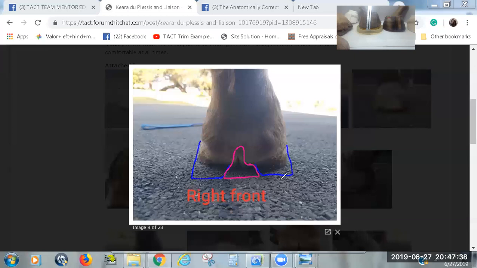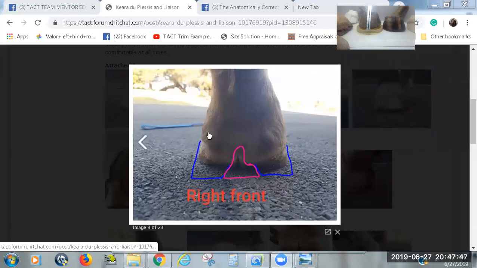I'm going to have to go out and feed. It's getting dark. So what I'm going to do is put on a video of the back of the foot and the frog stay and how important it is.